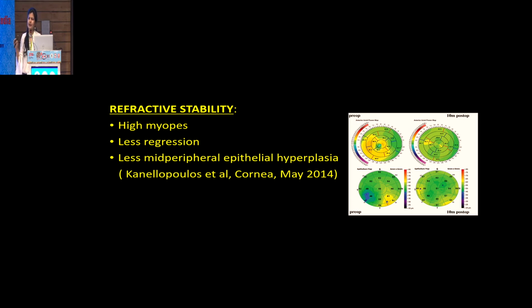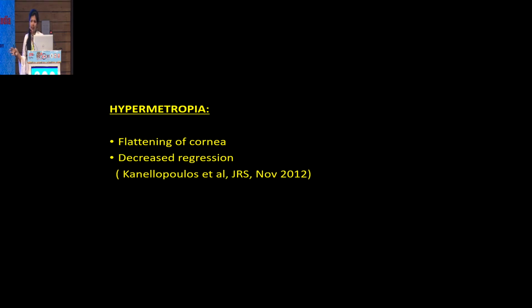We all know there is keratometric stability, dioptric stability with CXL. Now, the refractive stability was also supported by the amount of epithelial hyperplasia that happens, which is much less, around 3 microns on average in LASIK Xtra compared to around 9 microns in regular LASIK.